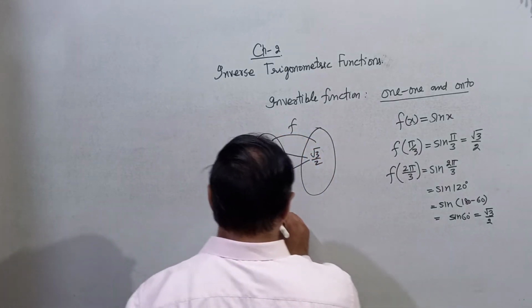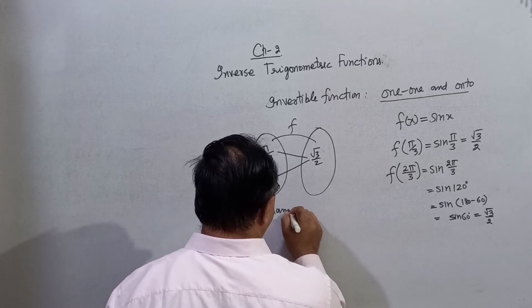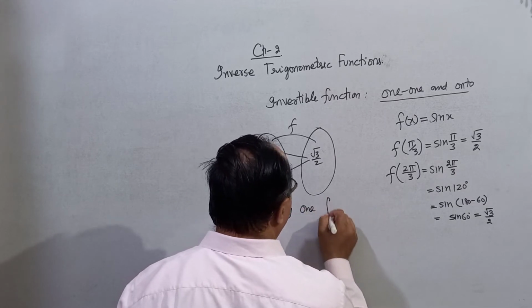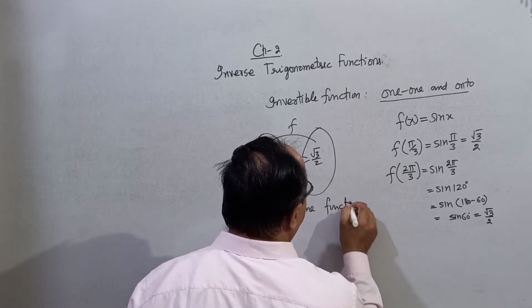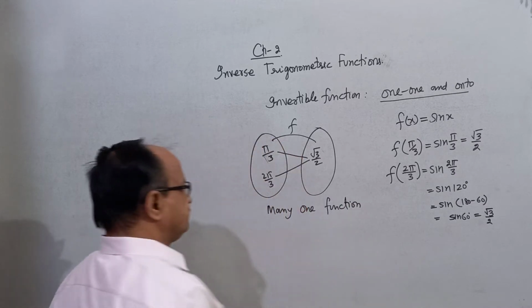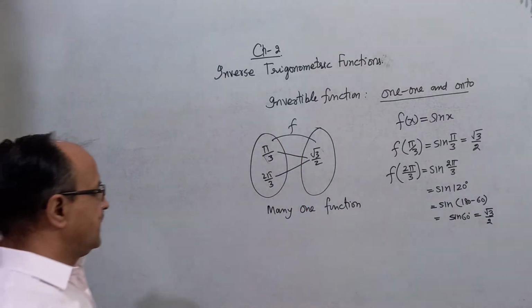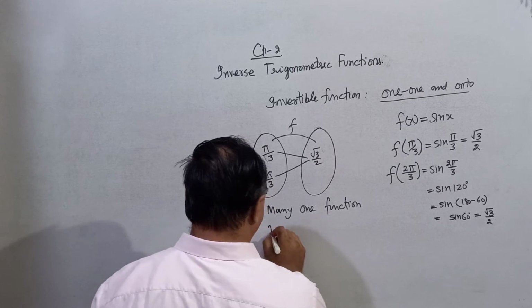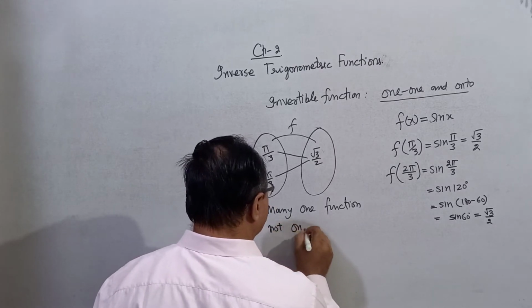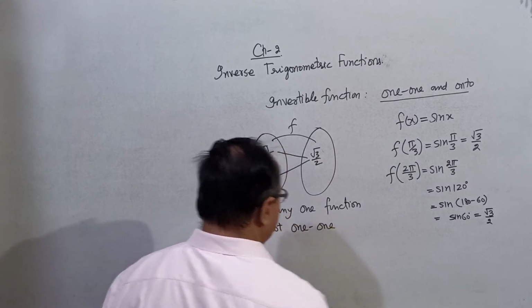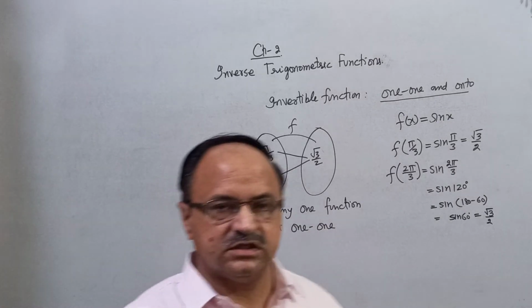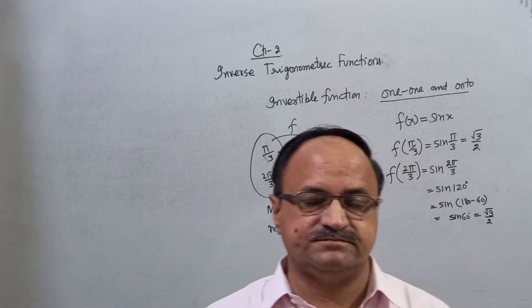It is a many-one function. You can say it is not one-one. If the function is not one-one, then it is not invertible.